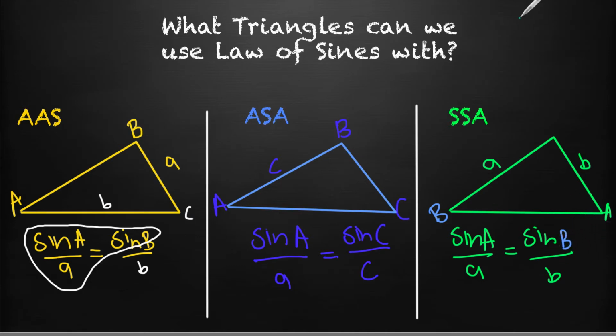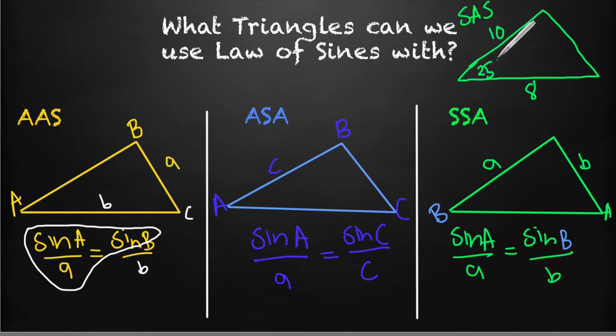And so we can use inverse trig in order to figure out what angle B is by taking the inverse sine. Now, let's talk about one of the triangles that you cannot use the law of sines with. And so let's say we have a triangle that looks like this, and we'll call this a side angle side triangle. So let's say this side is 8, this is 10, and let's say this is 25 degrees. We have a side, we have an angle, and then another side in that order as we're going in this direction.